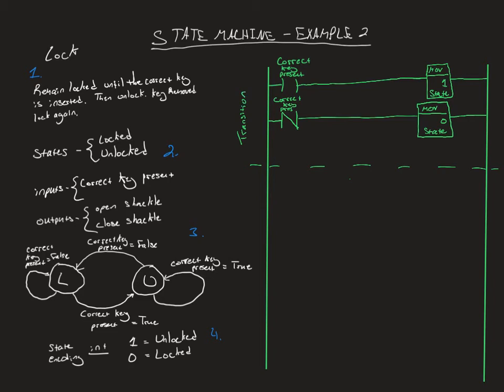Now, what are the outputs? If we're locked, and how do we tell if we're locked? How do we tell if we're in state 0? Well, we use an EQU command, right? And equals. So we're going to check and see if our state is equal to 0. So if the state is equal to 0, we're going to close the shackle.